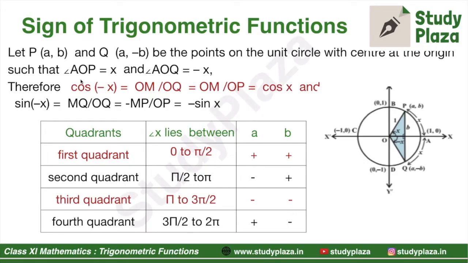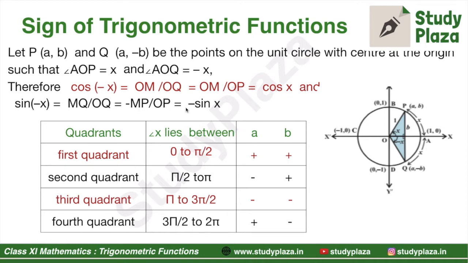Let us now understand how we can write the signs of trigonometric functions. For that, consider 2 points P and Q. P lies in the first quadrant and Q lies in the fourth quadrant, so that the angle AOP is equal to x and angle AOQ is equal to minus x. If we calculate the value of cos of minus x, it will be equal to OM by OQ, which is again equal to OM by OP, because OQ is equal to OP, the radius of the circle. Hence it is equal to cos x. Similarly, the value of sin of minus x will be equal to MQ upon OQ, which is equal to minus MP upon OP, and it is equal to minus sin x.